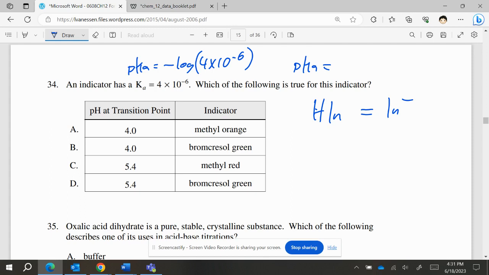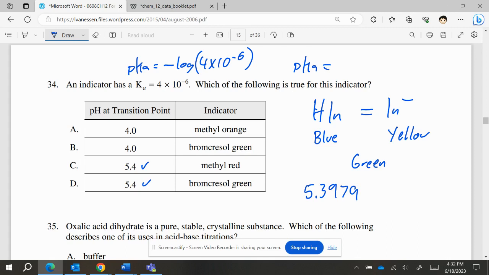Like say if HIndicator was blue and my Indicator minus was yellow, my transition point would be green, a mixture of these two colors, and these two concentrations would be roughly equal, and that'll be the pH when they're roughly equal. And we can find that by finding the pKa. So I'm going to take the negative log, so minus log 4 times 10 to the minus 6, and that goes 5.3979, okay, which is 5.4.